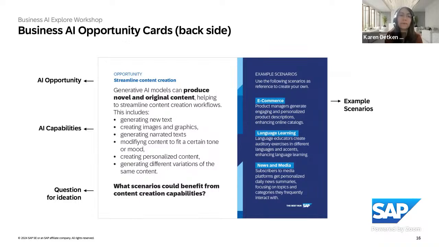So for example, this opportunity related to streamlined content creation can be used by e-commerce teams, so by product managers, to generate engaging and personalized product descriptions, enhancing online catalogs. And these scenarios and these cards are meant to show the participants of the workshop what can be possible and inspire them as well.